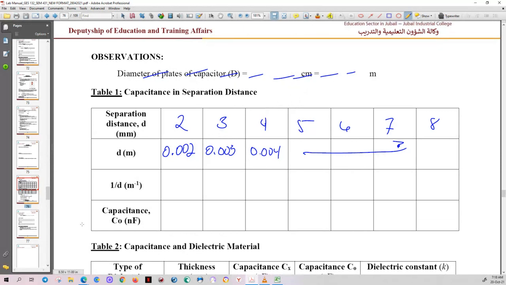Okay, inverse. Let me see if my calculator in Windows has the inverse function. Usually it will have the inverse function. No, it doesn't. But my calculator, the one which I use in the lab, has the inverse function. The inverse function in your calculator looks like this. It says x raised to minus 1. So that's how you'll find the inverse function.